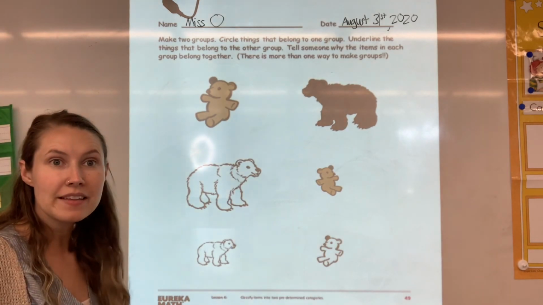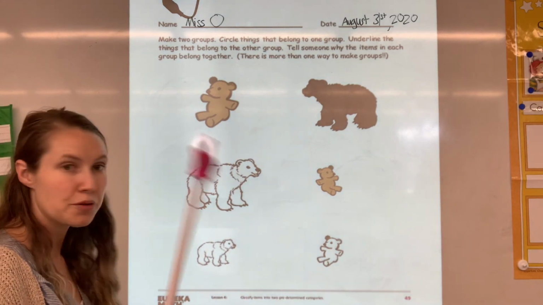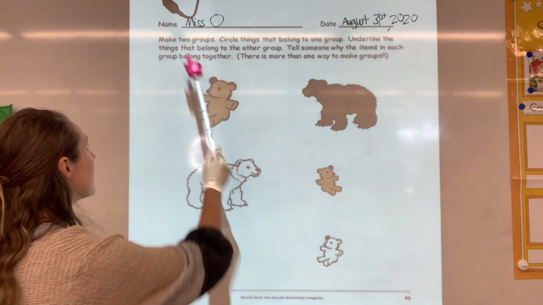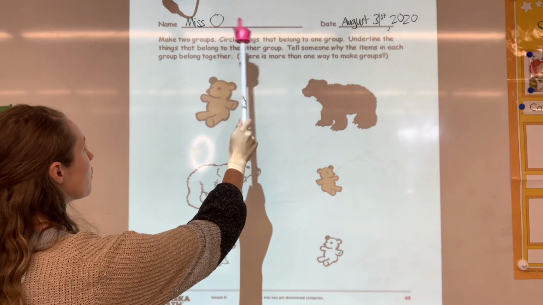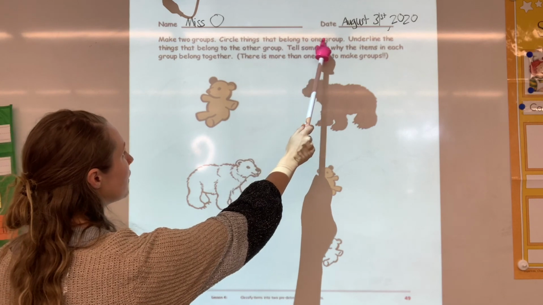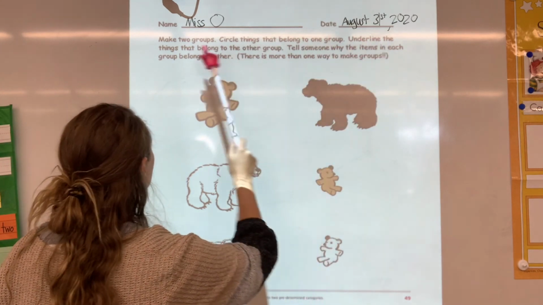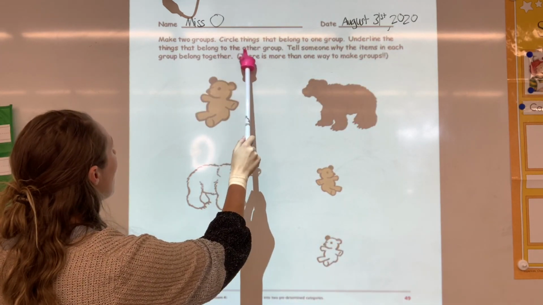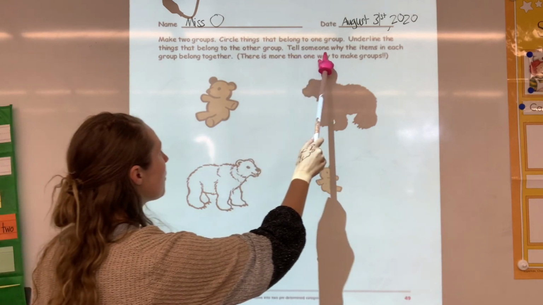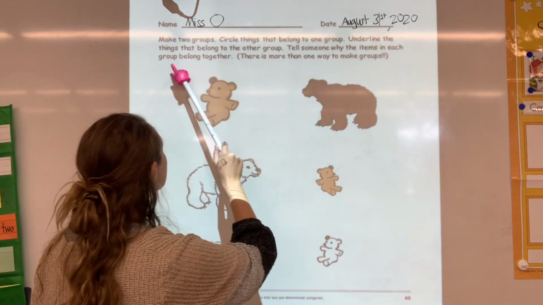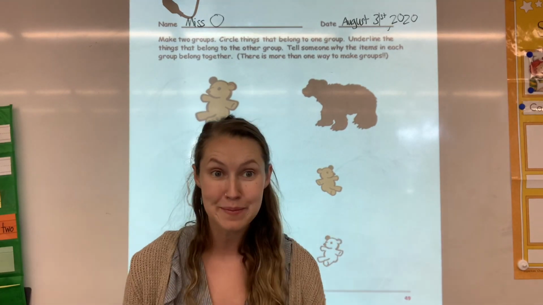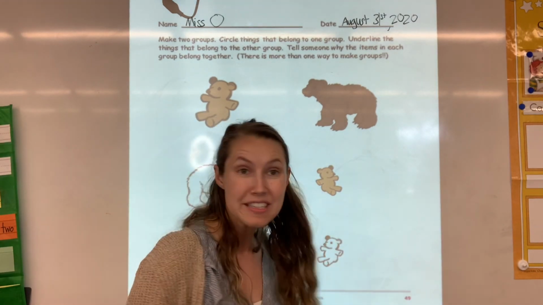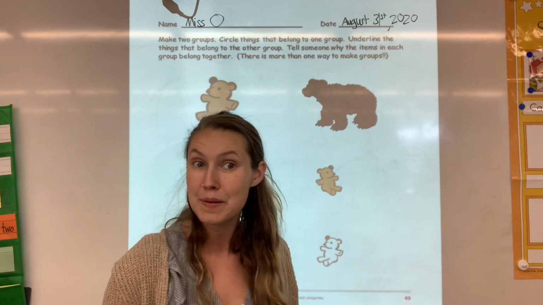Now I'm going to read the directions and I'm going to use my pointer to point at them. Make two groups. Circle things that belong to one group. Underline the things that belong to the other group. Tell someone why the items in each group belong together. And there are more than one way to make groups. So you could do this in different ways and it would be right.